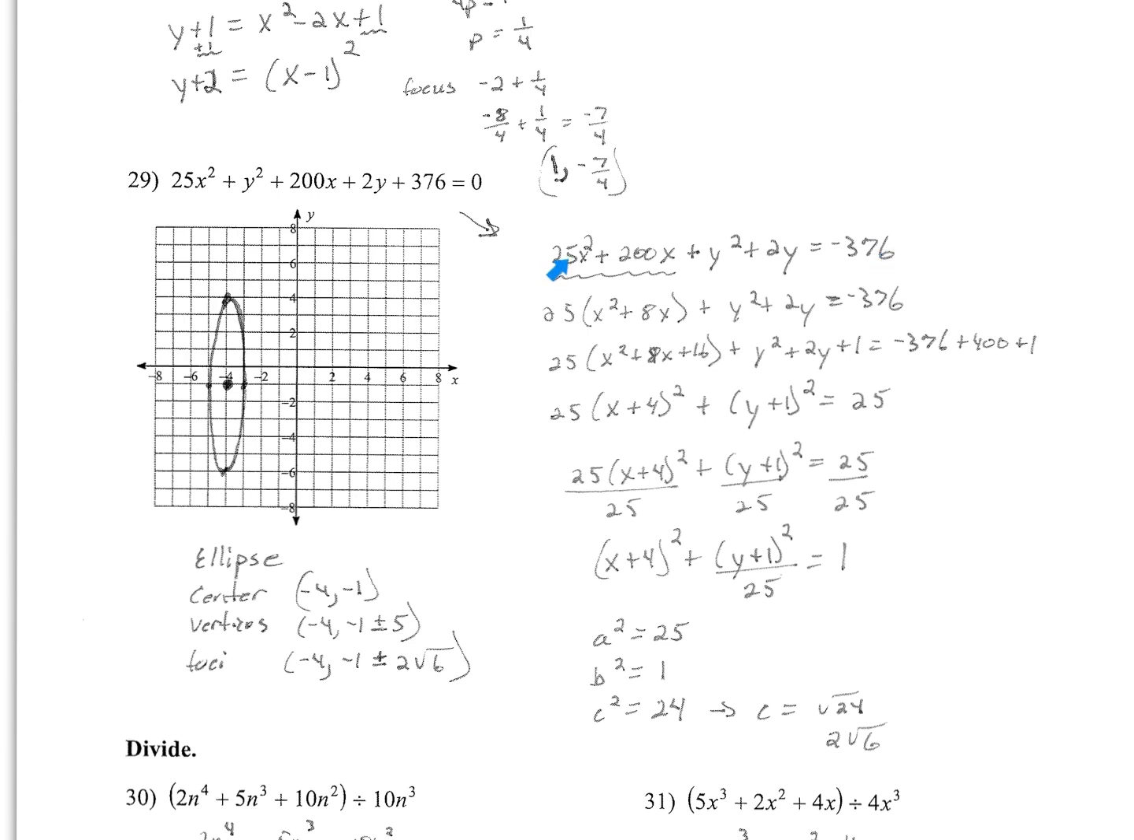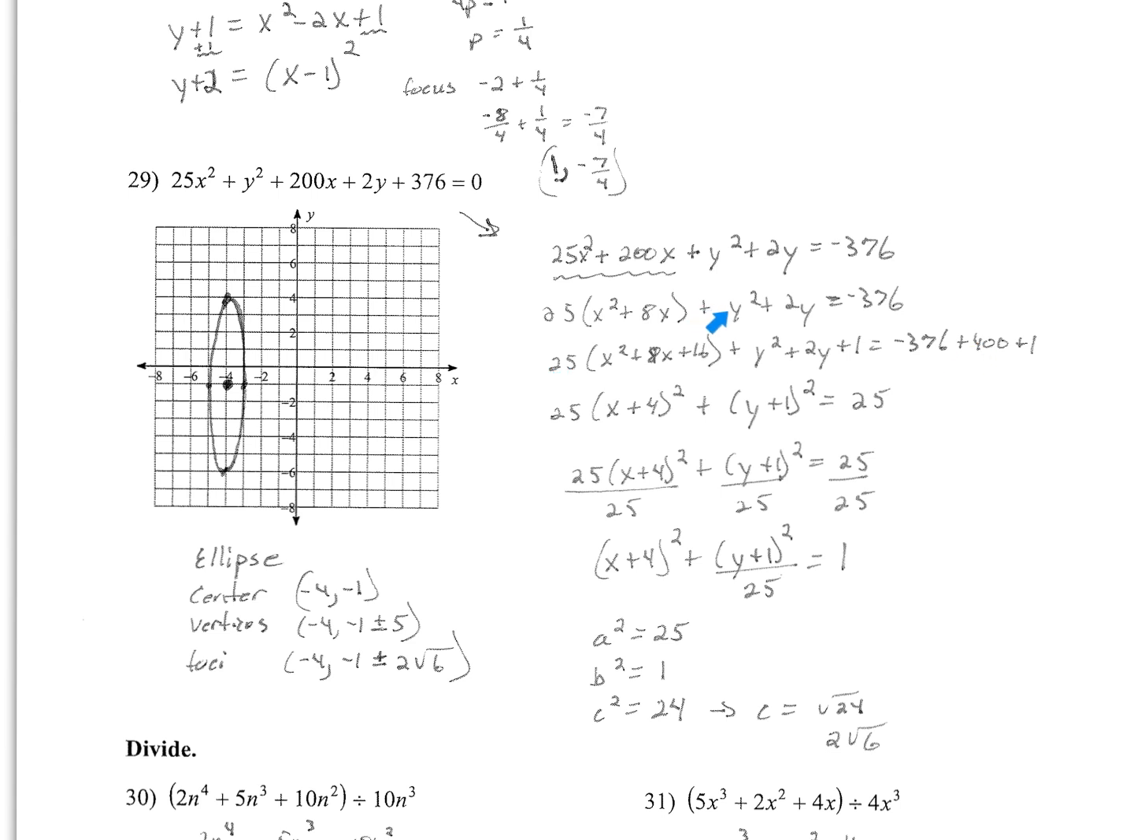You see the 25x squared plus 200x. We can factor out the 25 there. That leaves us x squared plus 8x. And then we're going to need to complete the square here. Half of 8 is 4. So we'll be adding 16 here, but actually it's 16 times 25, which is 400. That's what we're going to have to add to the right side.